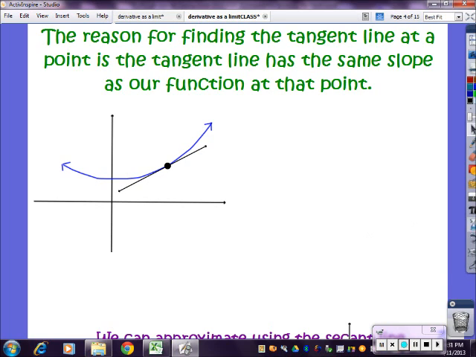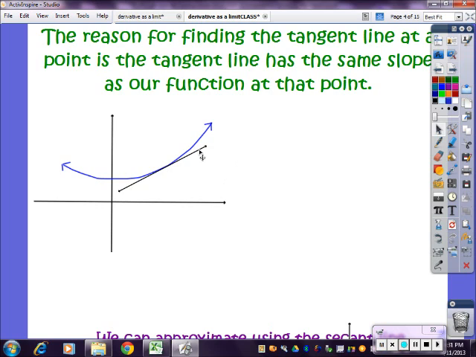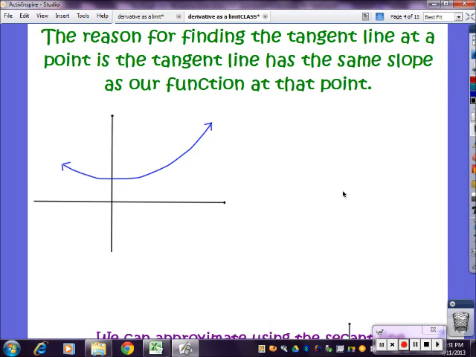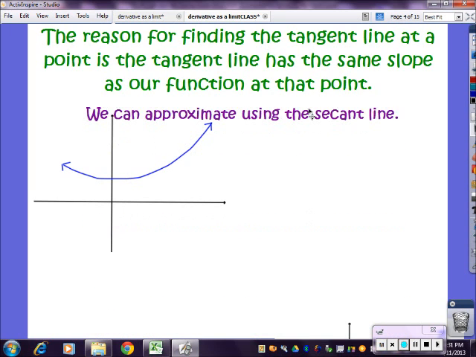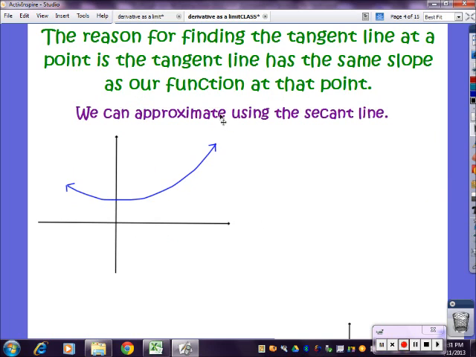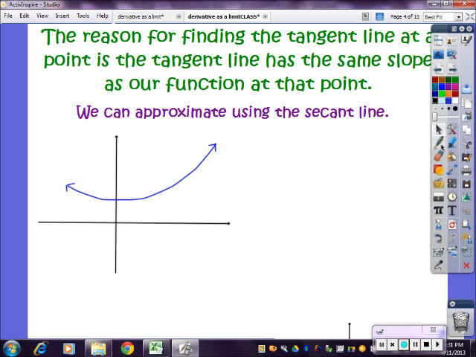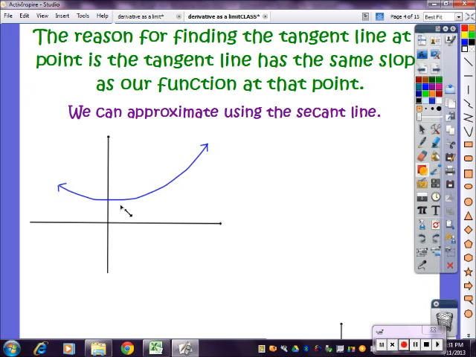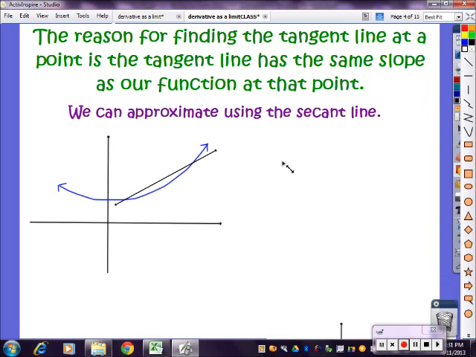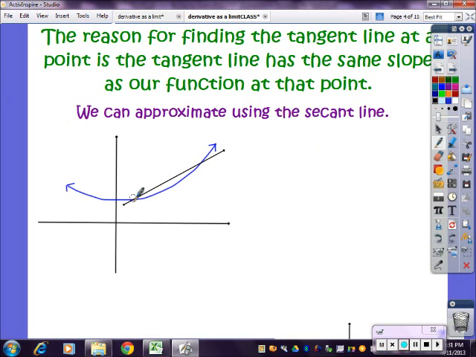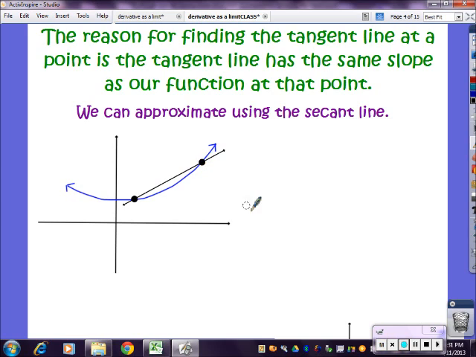Now, to introduce you to the tangent line, we're going to develop, for lack of a better word, a formula for finding the slope of the tangent line. In order to do that, we've got to use the idea of the secant line. Remember, the secant line is a line that travels through the curve at 2 points. I always think secant cuts through the curve. The reason we use the secant line is because we know how to find the equation of a line given 2 points.